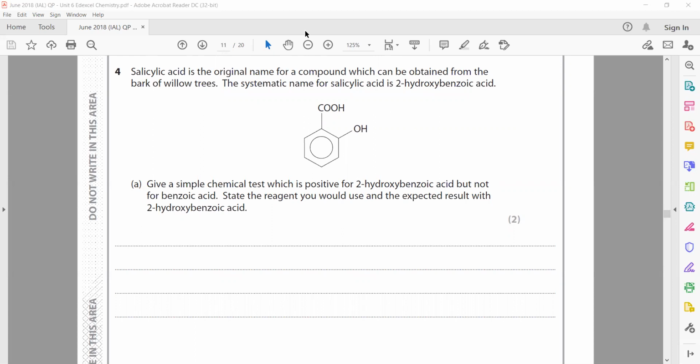Basically, if it is not a test for acid, then it should be a test which confirms the presence of the benzene ring. So we just have to write a test for the benzene ring. How can we test for a benzene ring?